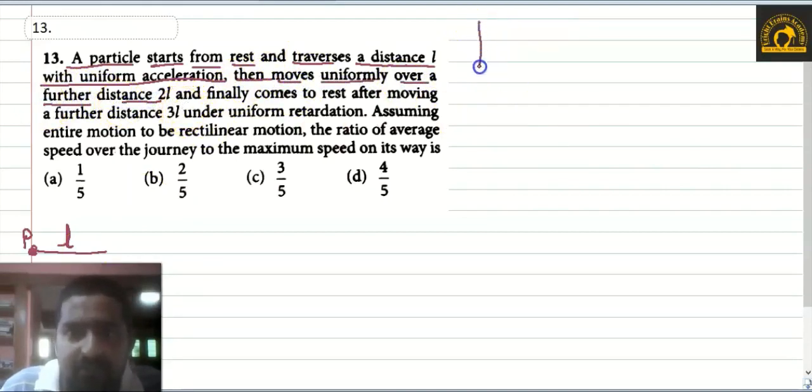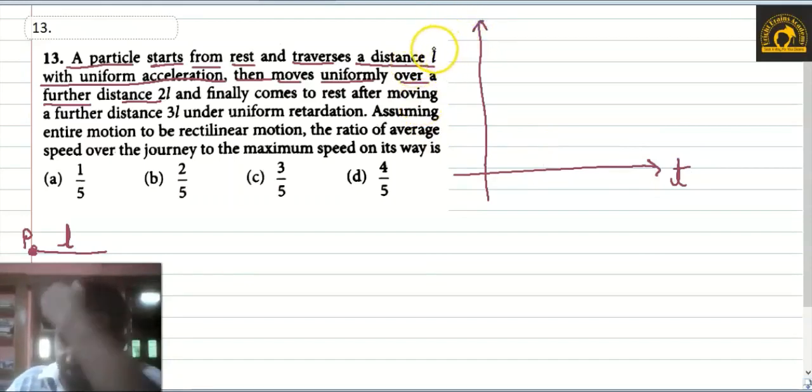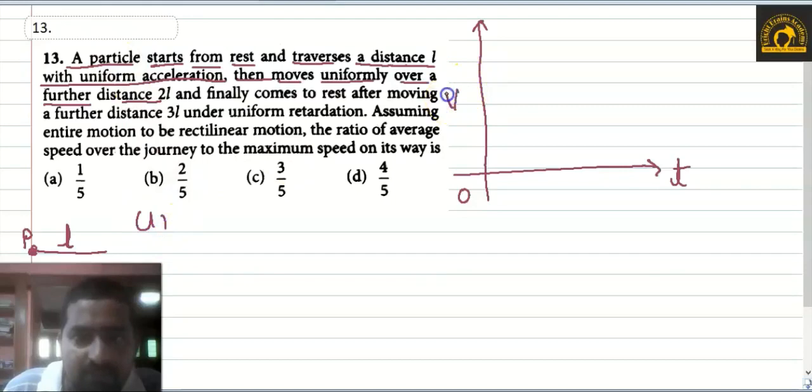So let's take the graph. This is the time and this is the journey, meaning the distance. At time t is equal to 0, it is uniform acceleration. This is the velocity graph. So in the v-t graph, uniform acceleration means this.